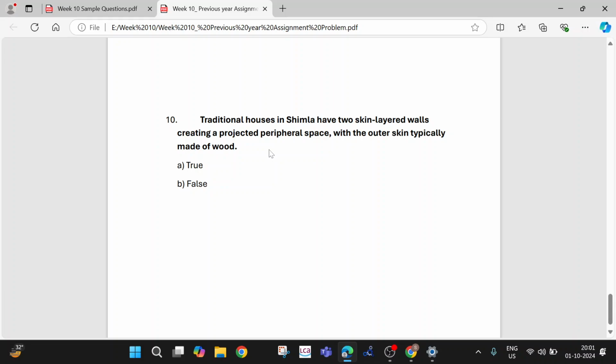True. Yeah, true. So true is the right answer. All of you are right. This double skin design in the traditional houses of Simla provides thermal insulation because there is double skin there, and wood, as you all know, is also kept as the primary material for the outer screen, which acts as an insulation, which is required for cold climate conditions like Simla.